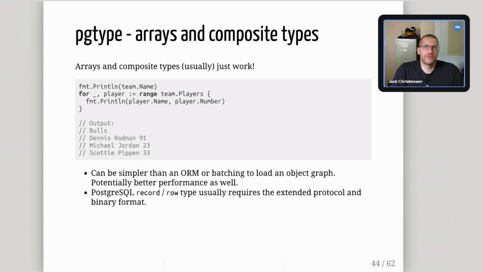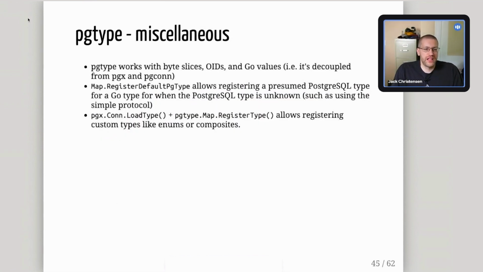Depending on the type of row or the type of struct, if it's a named type, you may need to register it with PGX. There are some helper methods for that. If you need to load a type by introspecting the Postgres catalog and then register that type, there are helper functions in PGX that handle that. This register default pgtype, that was what I referenced before about if you're using the simple protocol where PGX won't know the remote type. This is how you say this type is always going to be JSON, or it's always going to be HStore or something like that.